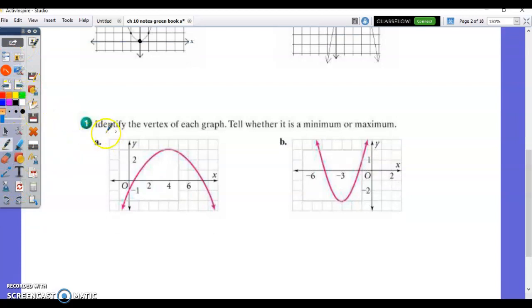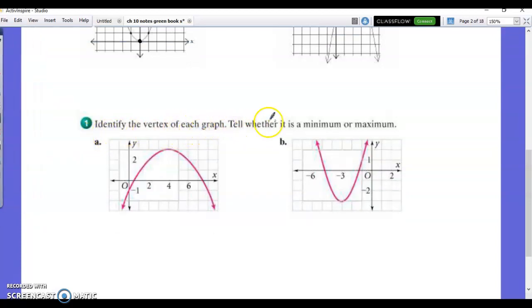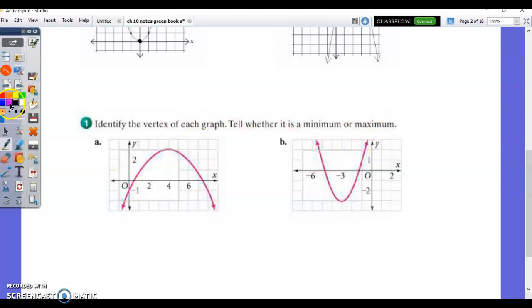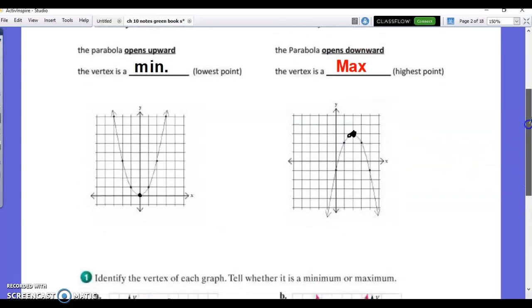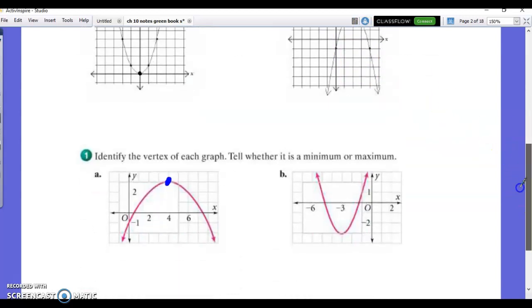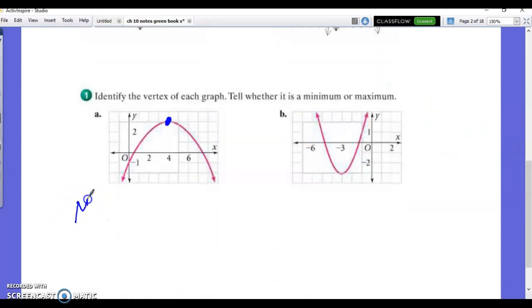But if I'm looking at this, it says identify the vertex of each graph and tell whether it is a minimum or a maximum. All right, so I'm going to put a dot where our vertex is. So this is our high point. And these graphs didn't copy well because we can't see our lines, but this is the high point of the graph. So the high point, again, from your notes that we just talked about, is going to be a maximum. So that's a max, is our vertex.